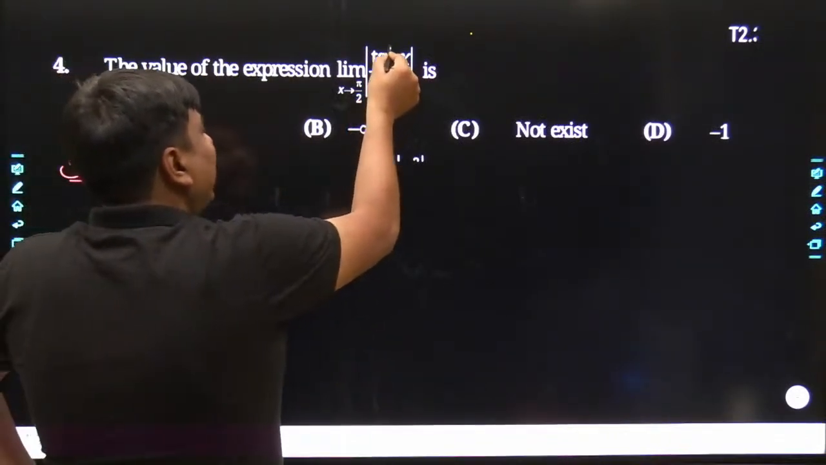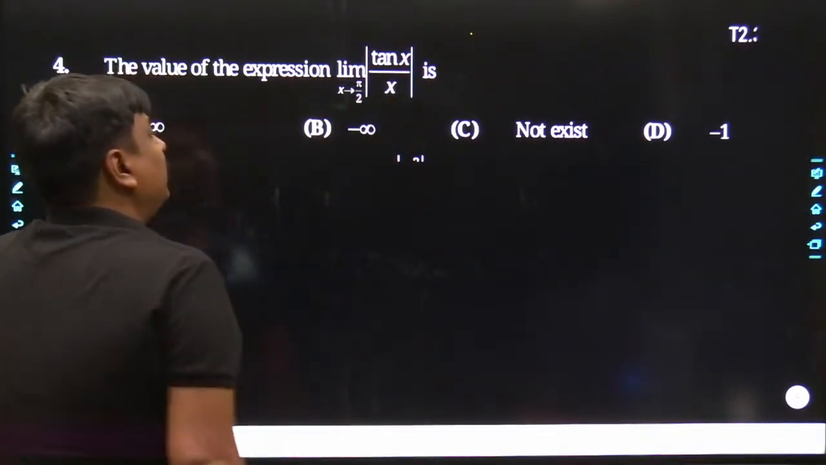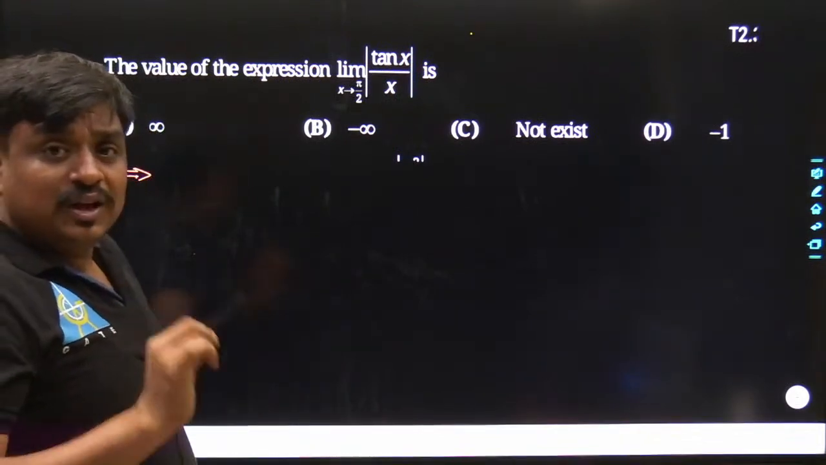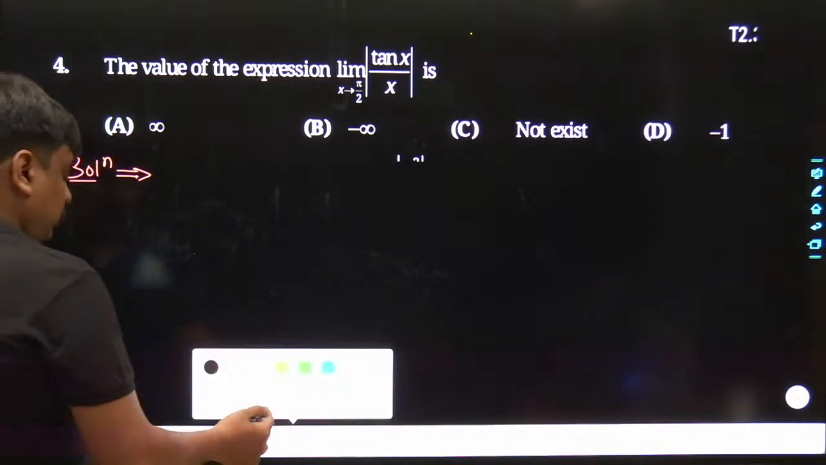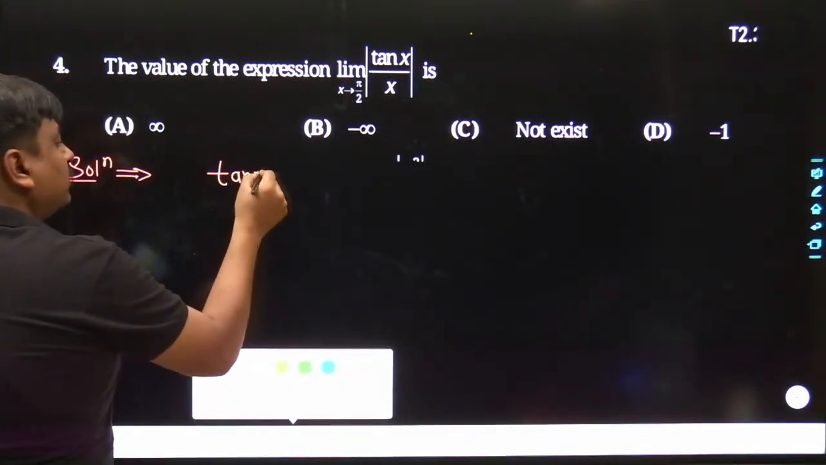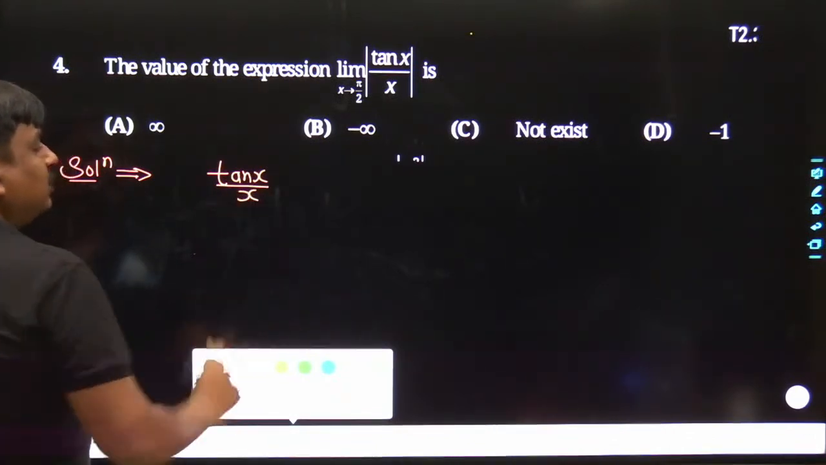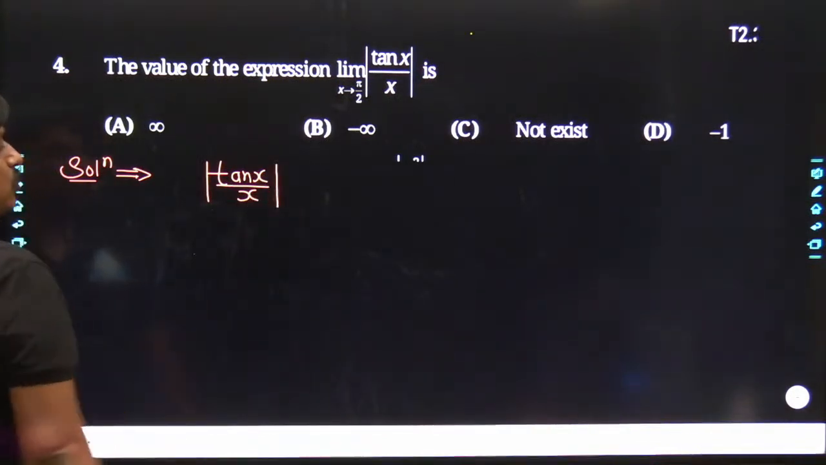The numerator had been discontinuous at x equals 0. But here we are not dealing with tan of x alone, we are going to deal with the mod of tan x divided by x. See what is happening, just try to understand this. As far as the function tan of x divided by x is concerned, now you are going to take its modulo also, no? You are going to take its modulo also.